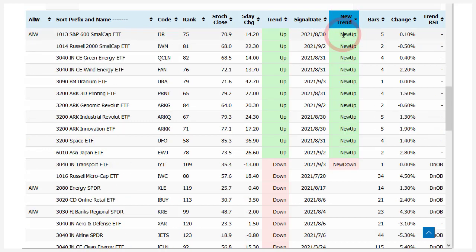And so if I click that, I can see the new uptrends that have emerged over the past 5 trading days, bars here. And if we look over on the left, we can see small caps triggered bullish in the past week. We got green energy, wind energy, uranium. Look at that, 4 ARC ETFs, the space ETF, Japan had a huge move, and the new downtrend is the transport ETF. So I follow these trend signals, and I also look for overbought and oversold conditions within these trends as opportunities to partake within that trend.